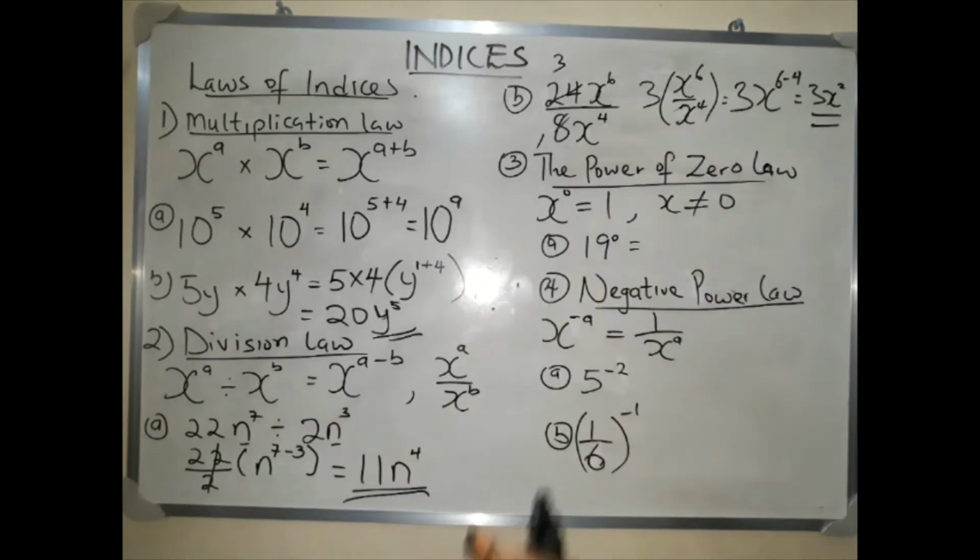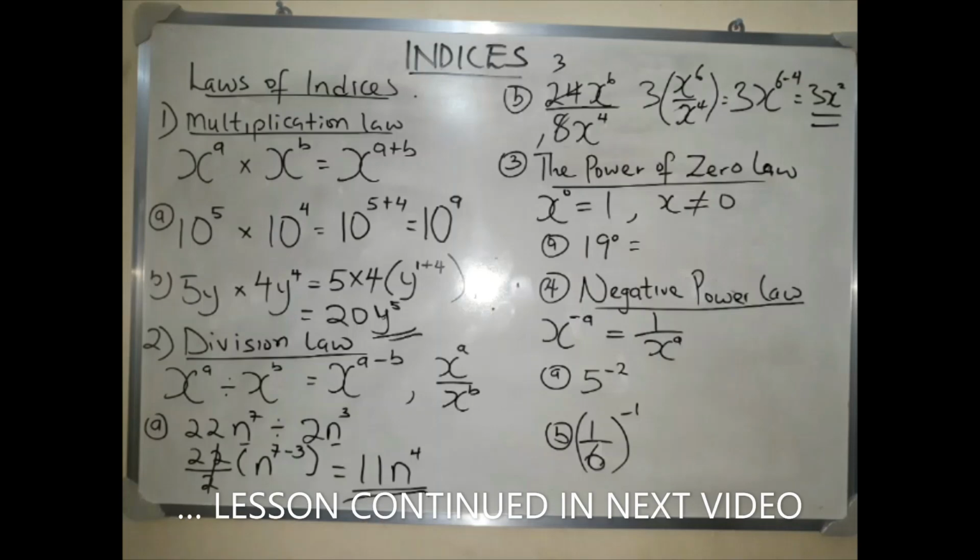So this is the first and second law. Let's go to the third law, and the third law is known as the power of zero law. Now, the power of zero law states that anything raised to the power of 0 is equal to 1. Anything that is raised to a power of 0 is equal to 1. So it doesn't matter what the value of the term is. As long as it's raised to a power of 0, then it is equal to 1.